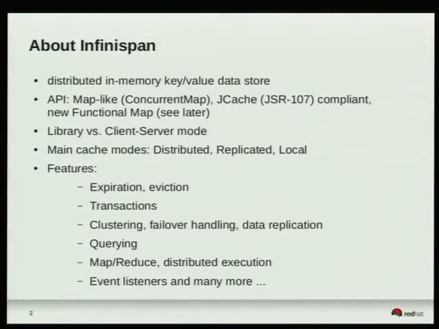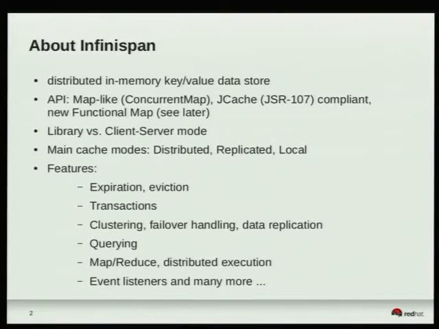Infinispan comes with basic APIs, like a very simple map-like API. It's actually an implementation of ConcurrentMap, so it's very easy to use. You will use basic operations like get, putIfAbsent, size, keySet, all the operations you know from the Java Map API. It also has some other APIs and the new functional map API, which I will introduce today, which is new in Infinispan 8.